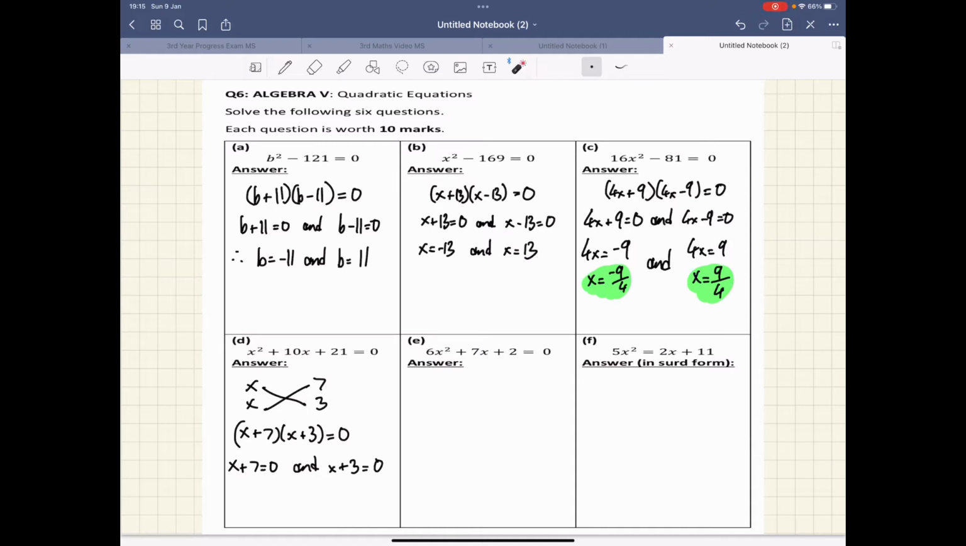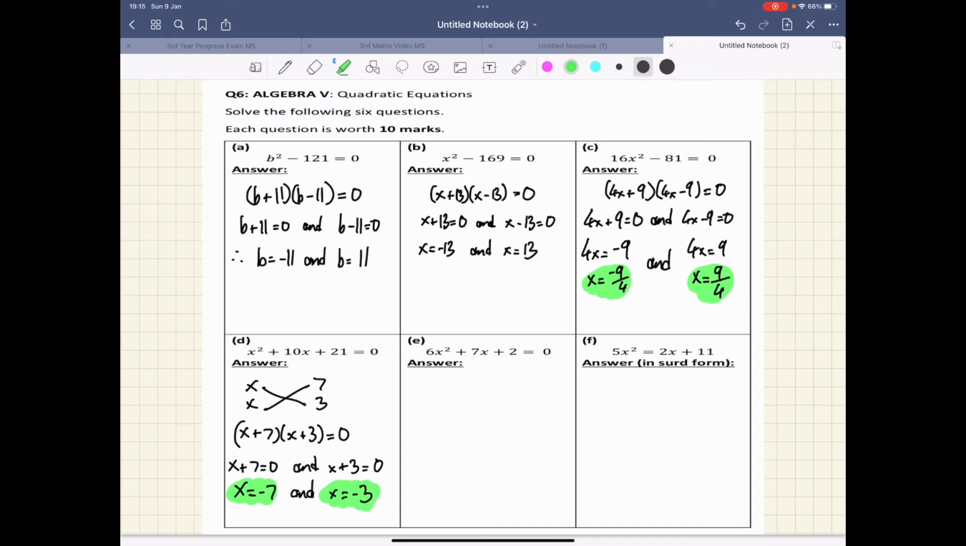Just in case you're wondering how I'm getting that logic. If I let this whole thing equal 0, then it doesn't matter what this is, because anything multiplied by 0 gives me 0. Therefore, it's safe to say that x plus 3 equals 0 is an answer. Likewise, x plus 7 equals 0 is an answer. So manipulating this, x is equal to minus 7 and x is equal to minus 3. So there are your two answers there.